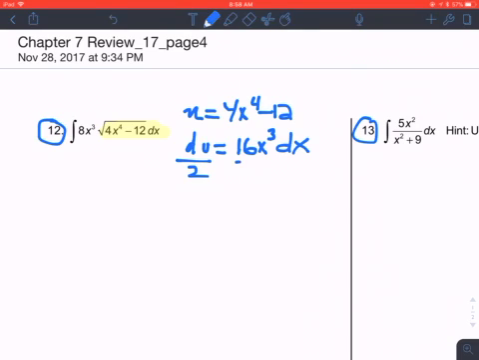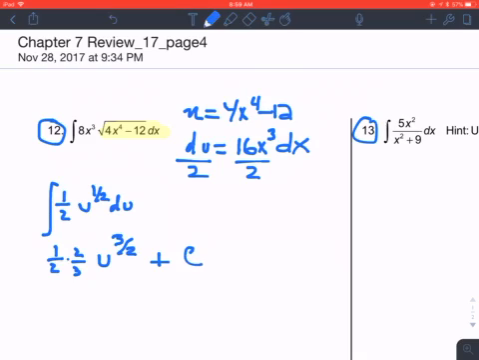Okay, and do I have that? Well, I actually have half of it. So I'm going to set this up so that it's u to the 1/2, and then it's 1/2 du. Okay, so now we're going to keep going with this. So it's 1/2 u to the 1/2, but now I have to find the antiderivative of that, which becomes u to the 3/2, and then you have a 1/2, and then you have a 2/3, its reciprocal out front. So what does that become? I get 1/3 times 4x to the fourth minus 12 to the 3/2 power plus c. Okay, so that's number 12.